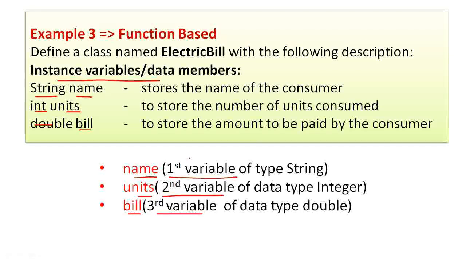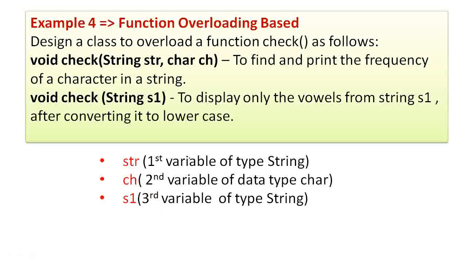Now, let us discuss the function overloading type question. Here, you can easily find the common variables used in the program. In the above program, the first function contains two variables, one is str of type string and the second is ch of type character. What you have to do, you just note it down from the function. Str is the first variable, ch is the second variable.